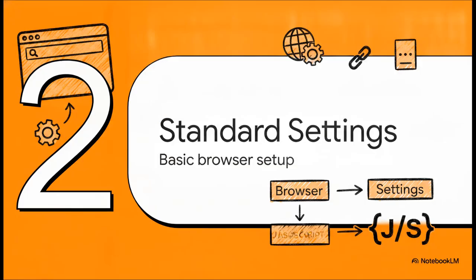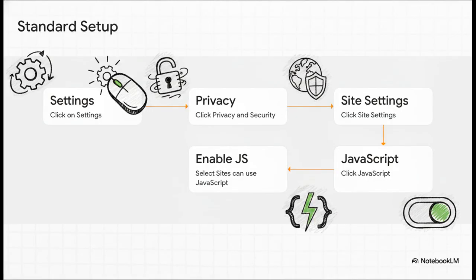Moving right along to section 2, standard browser settings. If your browser uses a standard basic configuration layout, this is your roadmap. First up, open your main settings menu. From there, you're going to click on privacy and security to drill down one level deeper, and then select site settings. Scroll until you locate JavaScript and give that a click. Finally, just select the option that says sites can use JavaScript. Or, you can choose to enable it just for google.com if you prefer.